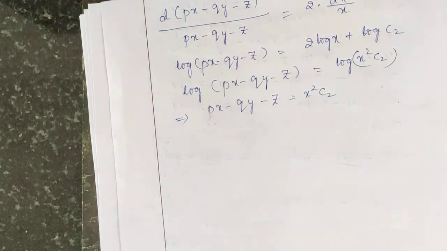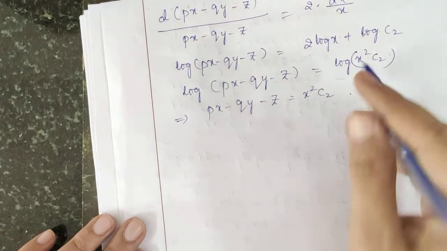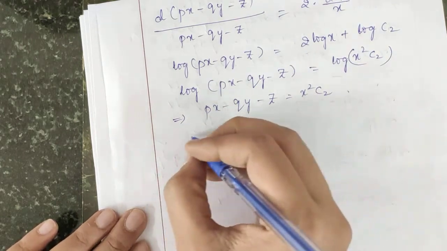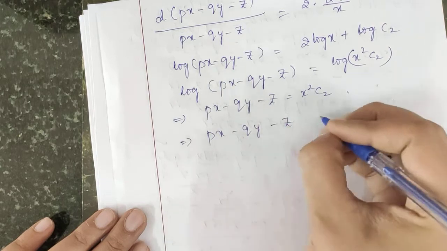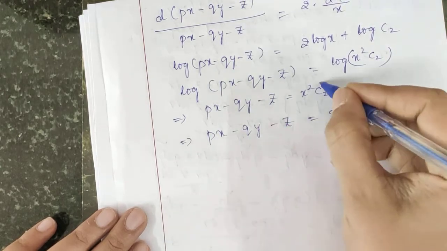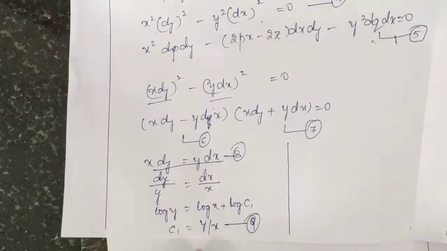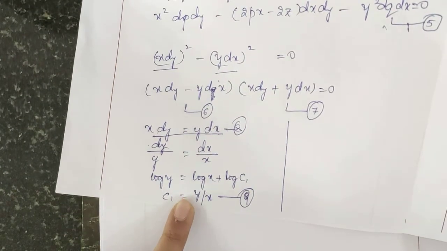So now we got the value of c2. So now this equation becomes px minus qy minus z is equal to x square. This c2, what we will write for this c2? From this equation, I can write that as f of y by x, isn't it?